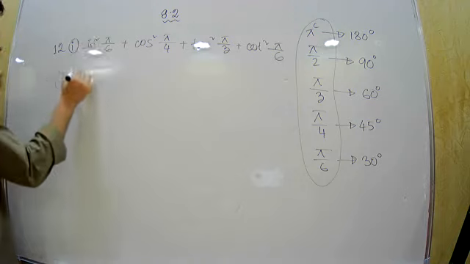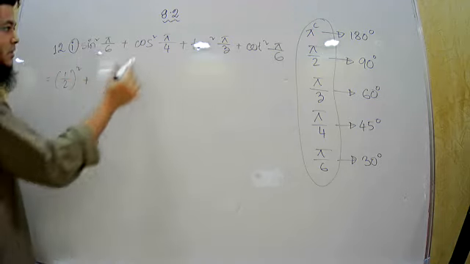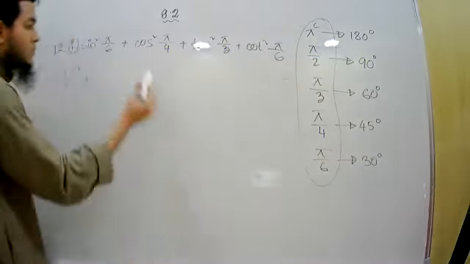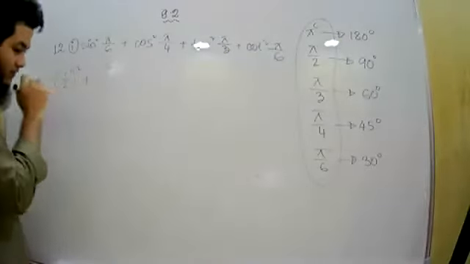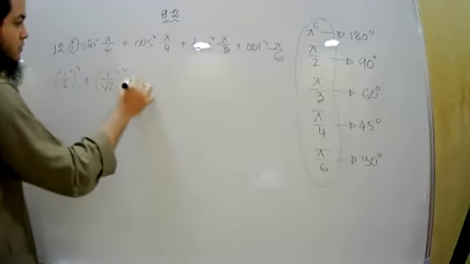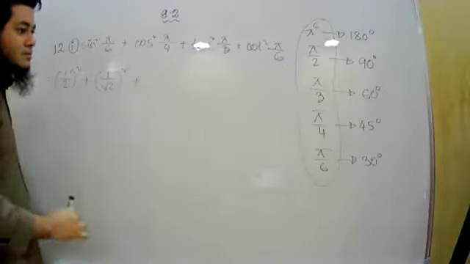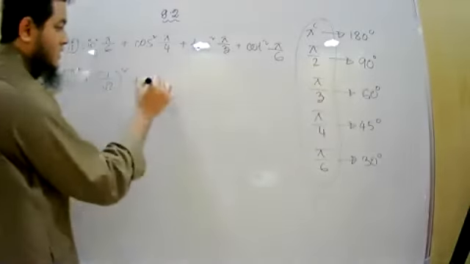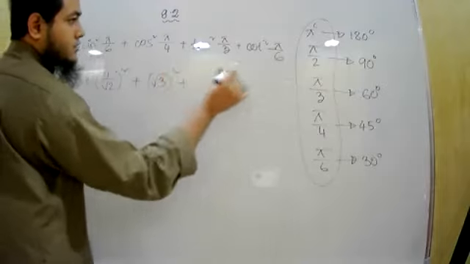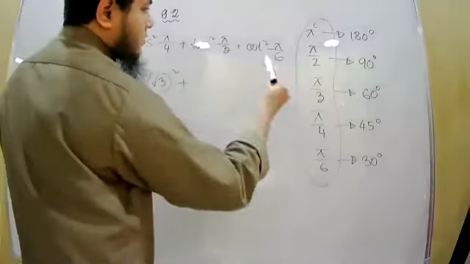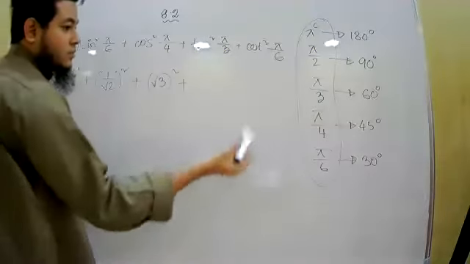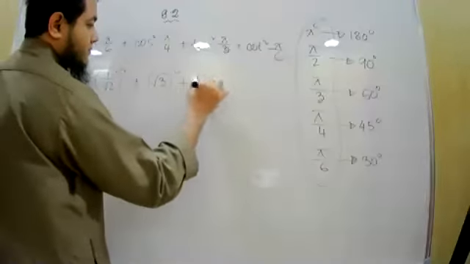So, as we have sine square, we can put a square, plus cos square pi by 4. Pi by 4 means 45 degree. So, cos 45 has a value of 1 by root 2. So, cos square, it will be whole square. Tan pi by 3 means 60 degree. That is root 3. Plus cot 30. Cot 30 and tan 60 are the same. So it will also be root 3.